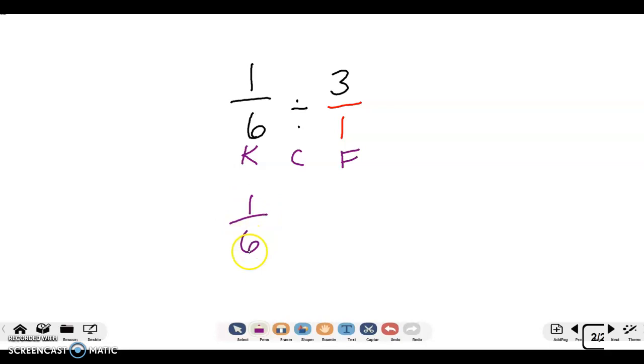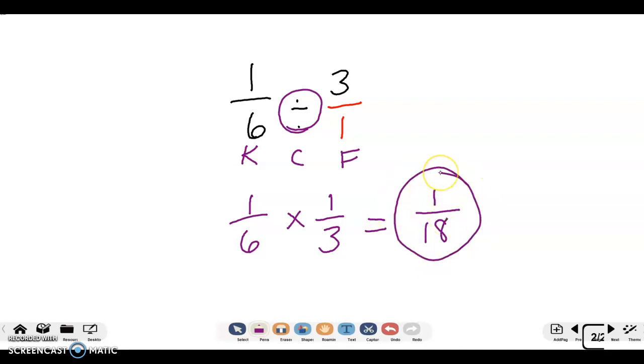So 1/6 times 1/3. Change that division sign into a multiplication problem. 1 times 1 is 1. 6 times 3 is 18. So we'd have 1/18.